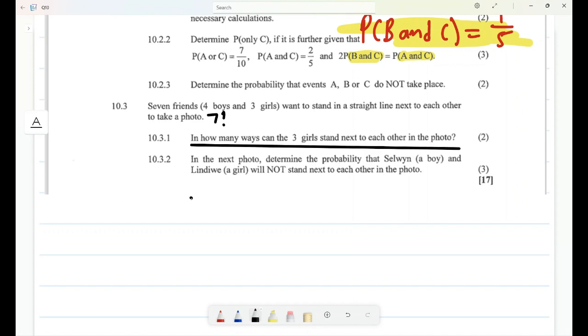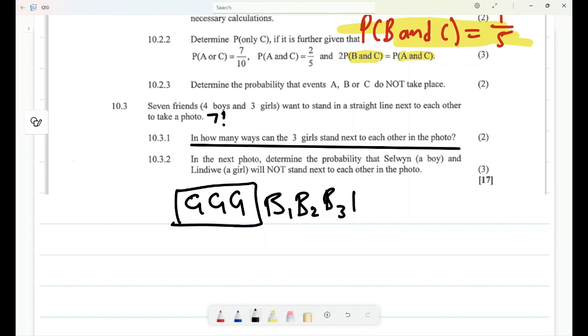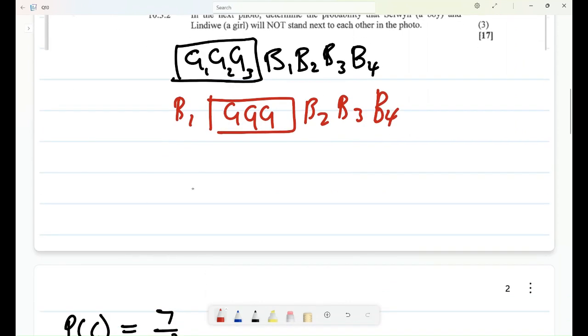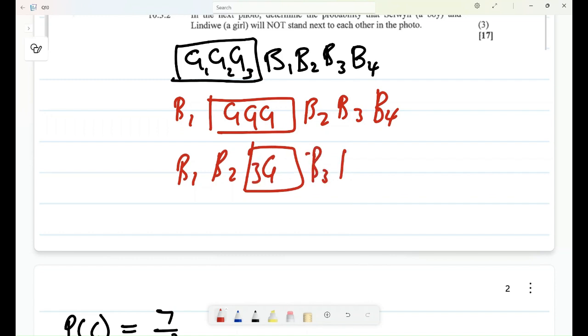So we want these girls. I'll just call them girls. And boy 1, boy 2, boy 3, boy 4. Let me just say girl 1, girl 2, girl 3. Now we want these girls to stand next to each other, right? So what happens is that I want you to see this. It's either I start with boy 1 and now I have the girls and have boy 2, boy 3, boy 4. Or what can happen is that I can have boy 1, boy 2, and the 3 girls.